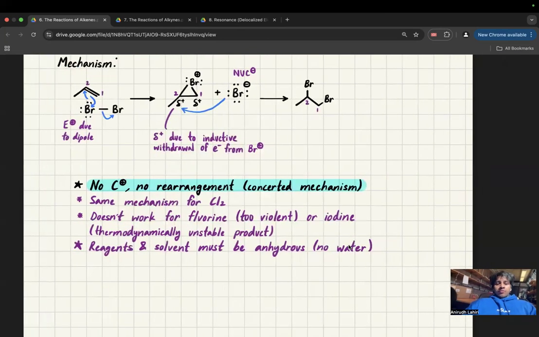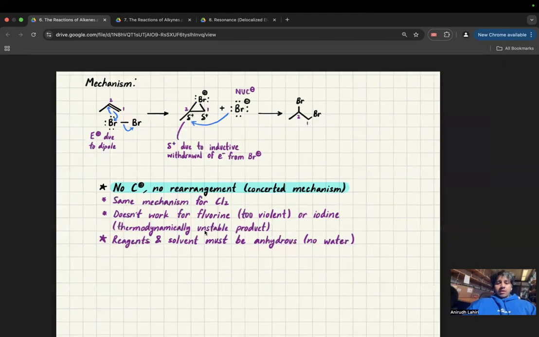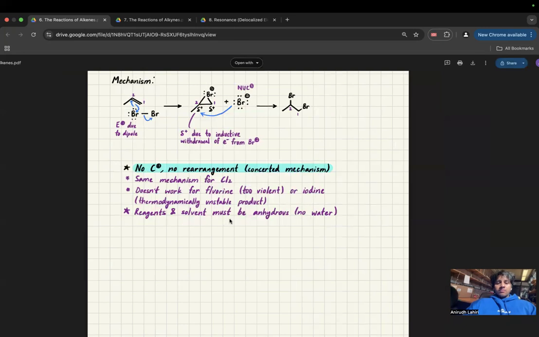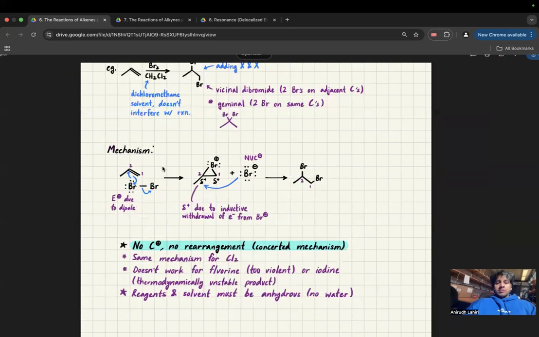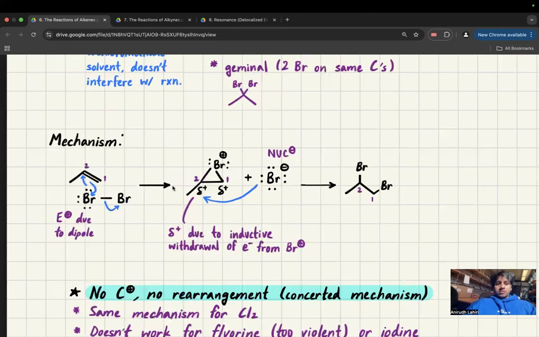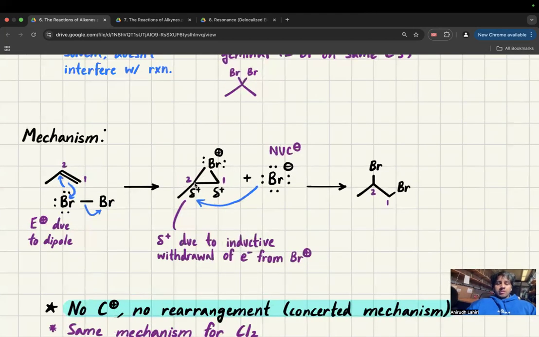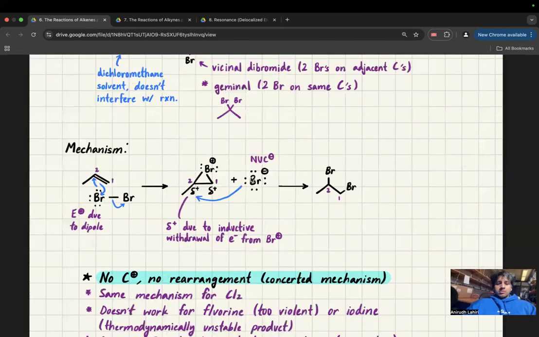So what's going on here? First of all, there's no carbocation rearrangements because it's a concerted mechanism. The exact same mechanism works for Cl2. Fluorine doesn't work and iodine doesn't work. Fluorine is just too violent. Iodine is thermodynamically unstable. And the reaction has to be in a solvent which is anhydrous. Anhydrous means no water. And that's because if we don't have an anhydrous solvent, then the position that gets attacked here will be attacked by a water molecule and not this.